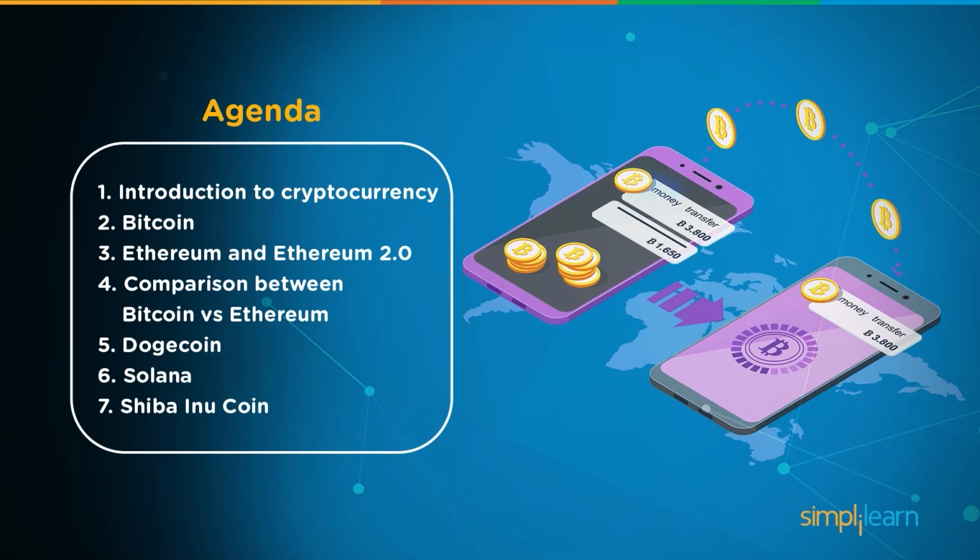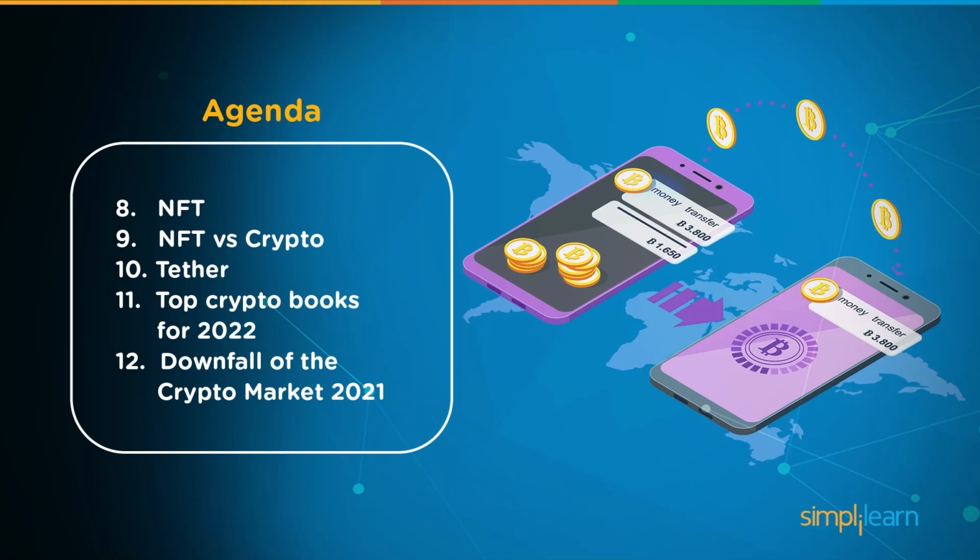After that, we will discuss some very unique but important cryptocurrencies like Dogecoin, Solana, and Shiba Inu Coin. Followed by, we will explore another very important aspect of the crypto market, and that is NFT. Followed by how it differs from other cryptocurrencies. Then we will talk about Stablecoin Tether, which plays a very crucial role in the performance of crypto market.